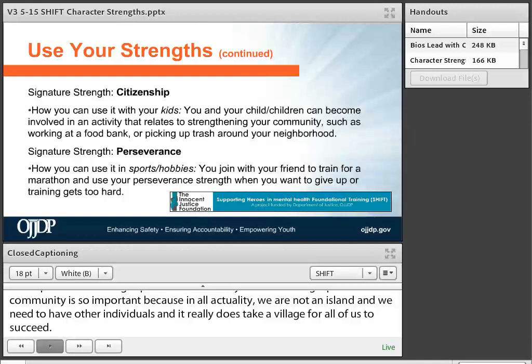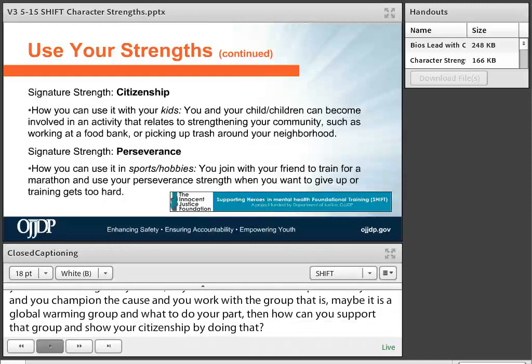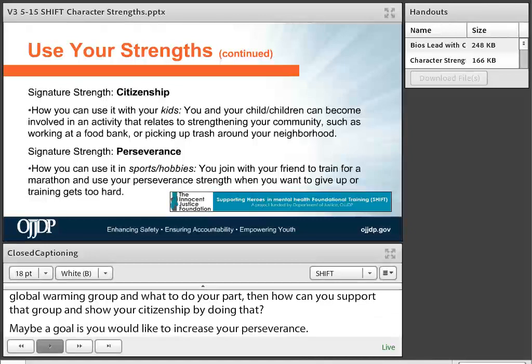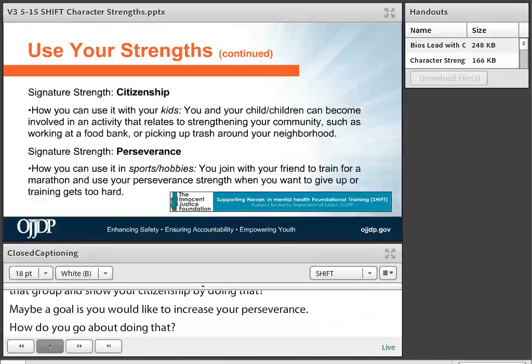Maybe it's a goal that you would like to increase your positivity or your perseverance. How do you go about doing that? Well, there's one instance here: you could do it in sports and hobbies. You can train for a marathon, so it teaches you to persevere.